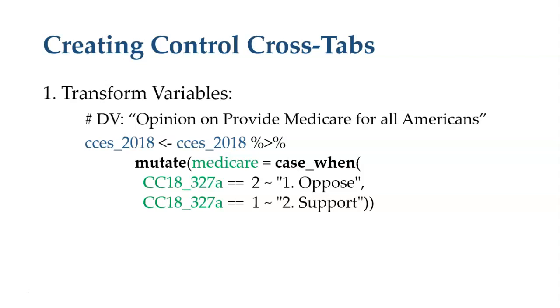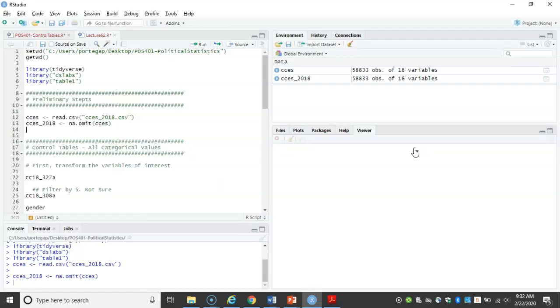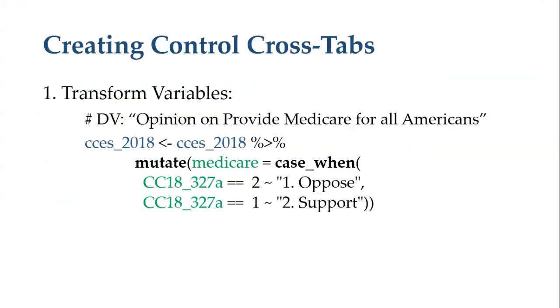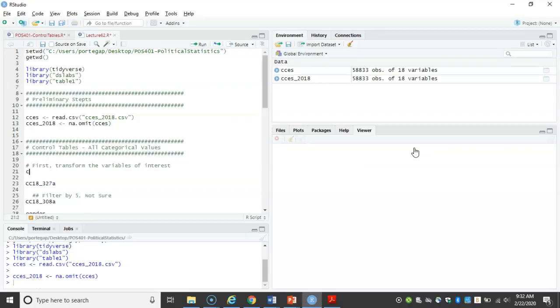of table, is to transform your variables in a way that is meaningful. Okay. So what I'm doing here is to transform this into a kind of nominal scale. Okay. So that's the first step. So just to remind me, this is CCES 2018 and the same name of the data set.